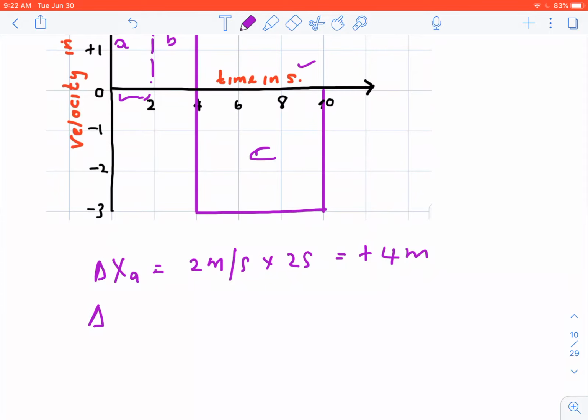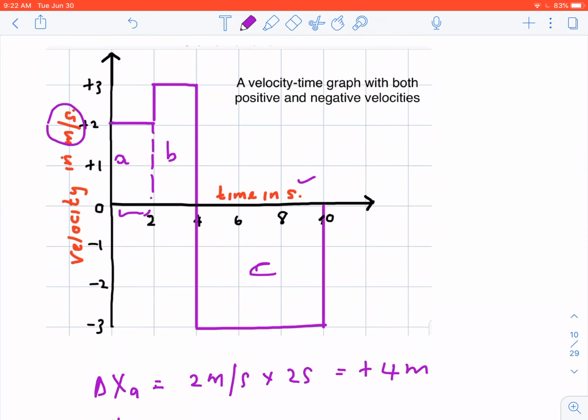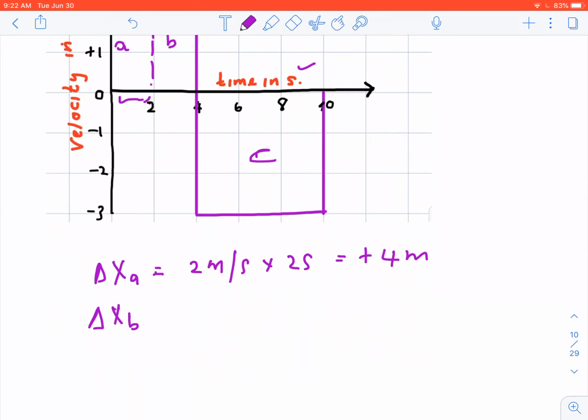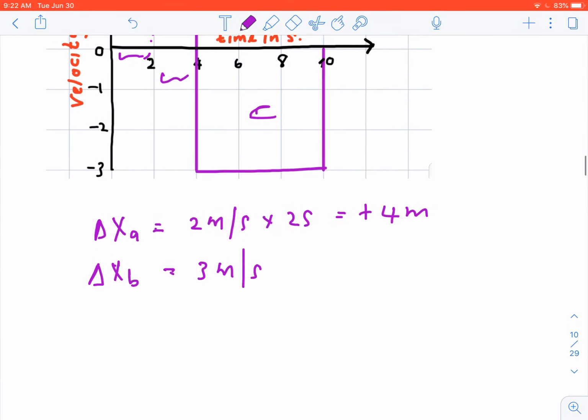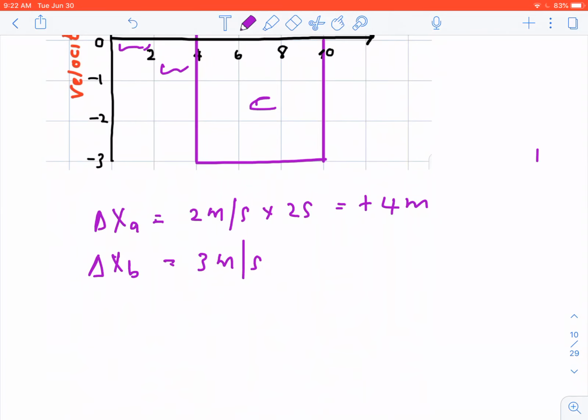And here change in x of B is another rectangle, so we would say that is equal to 3 meters per second, because that's 3, and the time interval here is equal to 2 seconds, and that gives us plus 6 meters.